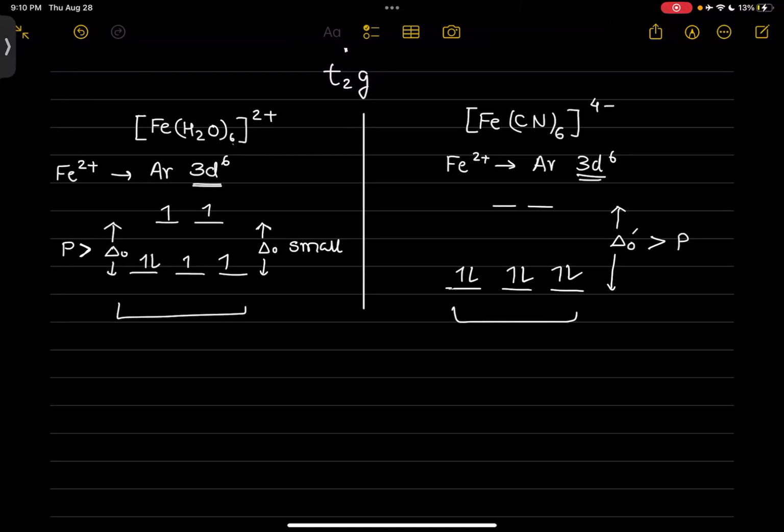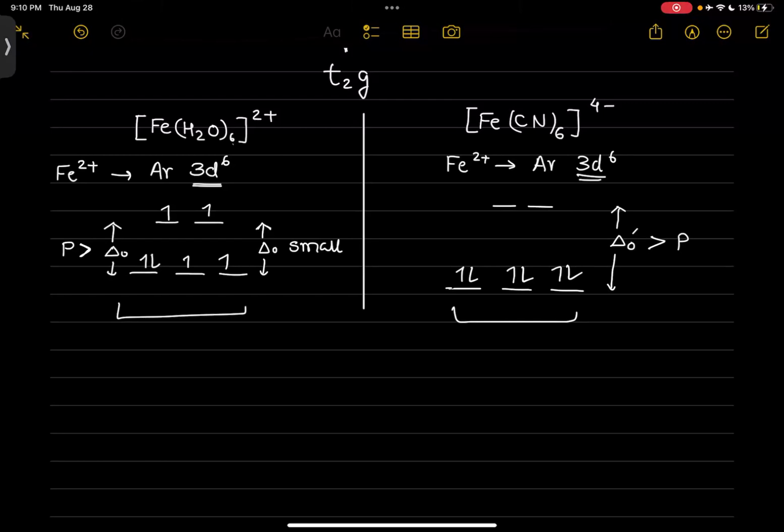And in the weak field ligand, the gap was very small. So why make them crowded? Why pair them up? Okay, let them remain unpaired. The energy gap is very small, the difference in energy is small. So let them stay unpaired only. Okay, that's how the CFT is working.